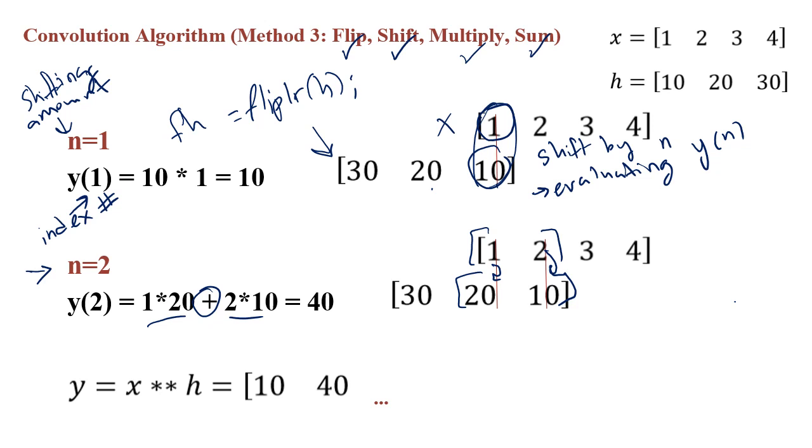Just to recap, we're going to flip the second signal once, so only do this once, and then these steps you're going to repeat n times, or until you reach the end of the convolution vector. So shift by n, multiply the overlapping elements, and sum the result of the products.